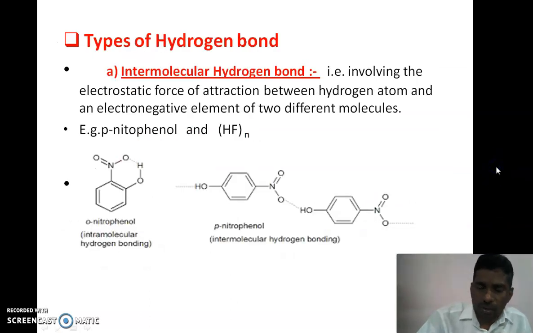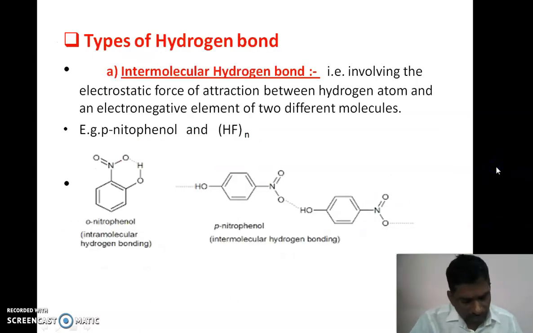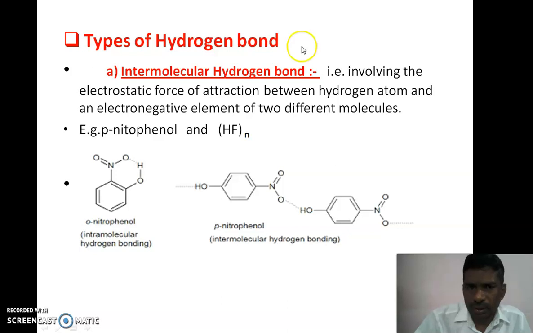Now, types of hydrogen bond. There are two types of hydrogen bond. One is the intermolecular hydrogen bond and the other is the intramolecular hydrogen bond. The intermolecular hydrogen bond involves the electrostatic force of attraction between the hydrogen atom and an electronegative element of two different molecules.